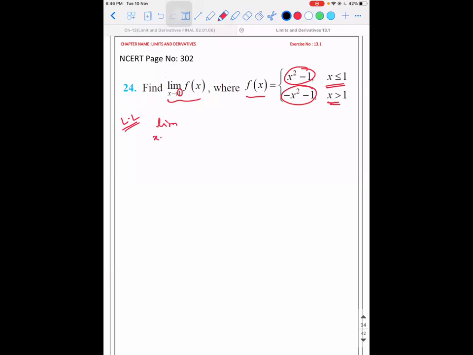So left limit is limit x tends to 1 minus f of x, which is equal to limit h tends to 0 of f of 1 minus h. That is x naught minus h, where x naught is 1. So when I do 1 minus h, what am I supposed to do? Wherever x is there, I will substitute 1 minus h. So this will be equal to limit h tends to 0, 1 minus h the whole square, which is 1 plus h square minus 2h minus 1. So 1 and 1 will get cancelled. Now when you substitute h tends to 0, the answer will be 0. Is that clear?